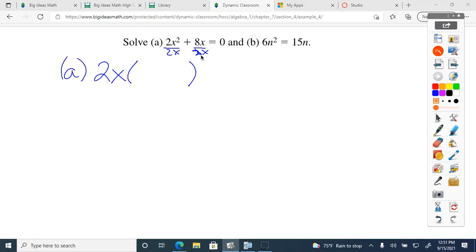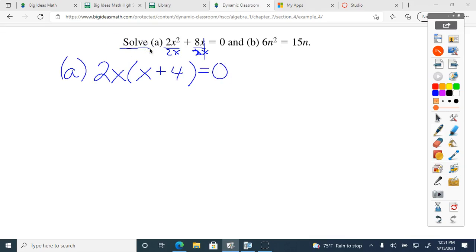X squared over x is just x. 8 divided by 2 is 4, and the x's cancel. Bring down your equals 0.